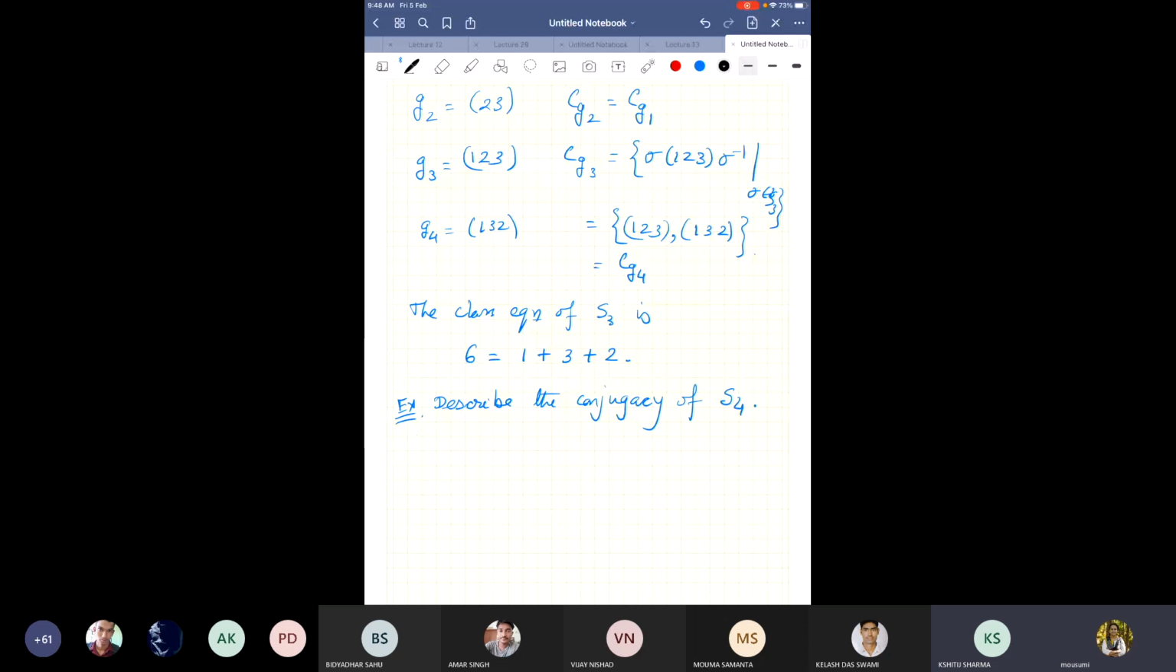Isn't there a short way? Like if the order of the group keeps on increasing, then the complexity will increase in this. Yes, definitely. There isn't a shorter way of doing this.